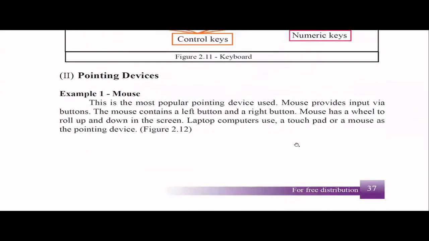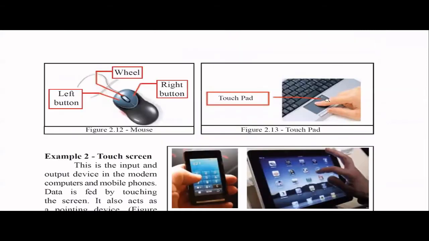Then we are going to talk about the pointing devices, right? So under pointing devices, we are talking about different pointing devices, and the most popular pointing device is the mouse, right? So the mouse, we have buttons, and we have a left button and a right button, and usually we have a wheel in between to roll up and roll down, right? So in a laptop, you can use a mouse as externally connected, or you can use this touchpad, right? So that's how in the laptop the mouse is working.